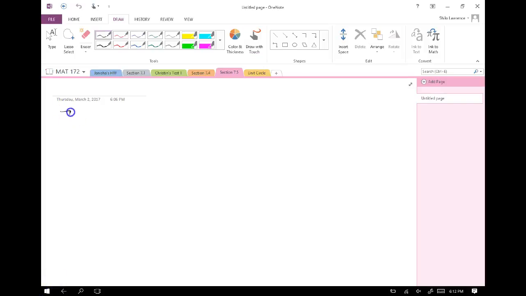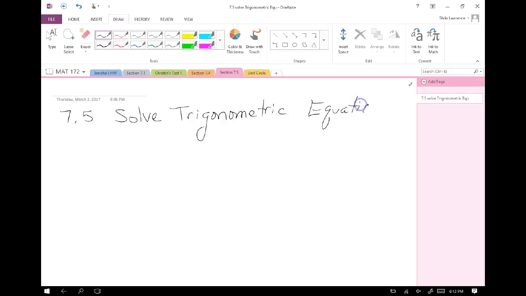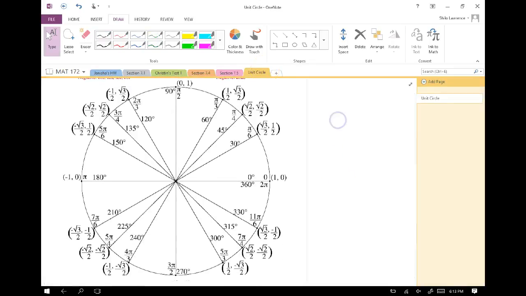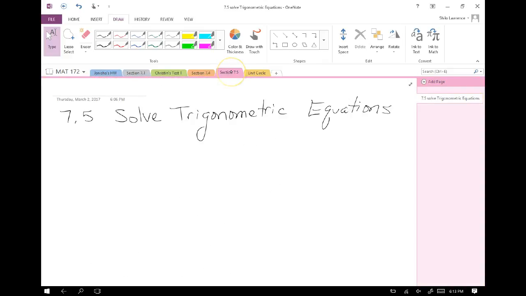In section 7.5, we're going to be solving trigonometric equations. And this is going to involve, for almost all of these, as our last step, looking up some values on the unit circle. So I have right here handy a completed unit circle. So let's go through exactly how to do some of these.